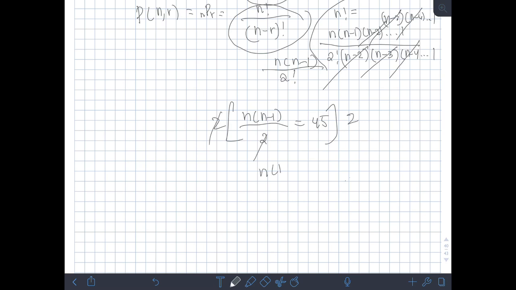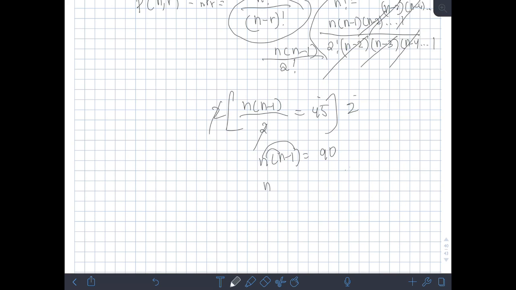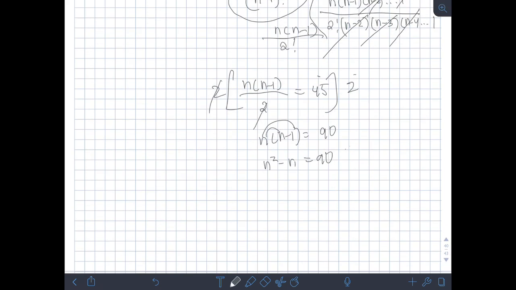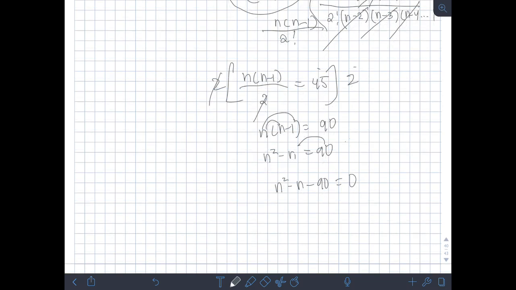So, we have n times n minus 1 is equal to 45 times 2 is 90. Then, distribute si n. So, n squared minus n is equal to 90. So, meron tayong quadratic equation. So, transpose natin si 90 sa left side para 0 yung right side. So, n squared minus n minus 90 is equal to 0. Factor na lang natin. So, n minus 10 times n plus 9 is equal to 0.